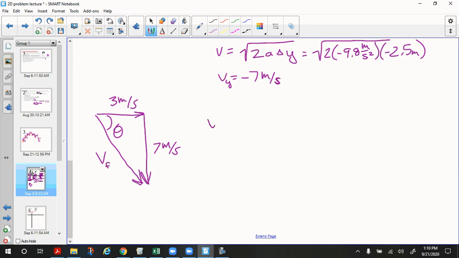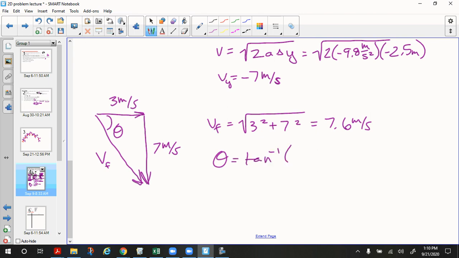So we would find this velocity, which is our final velocity, by doing the square root of 3 squared plus 7 squared. We're just doing Pythagorean theorem there, which gives you 7.6 meters per second. And then we have to find the angle. So we're going to use trig to find our angle. So we get theta equals the tan inverse of 7 over 3, which is 66.8 degrees.